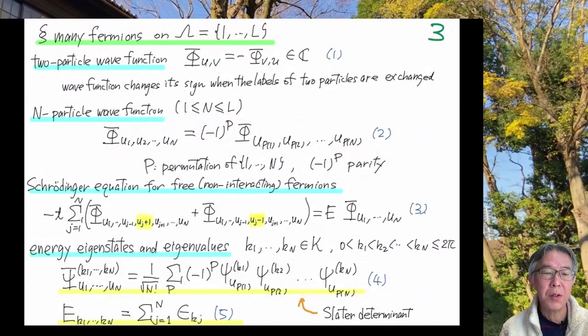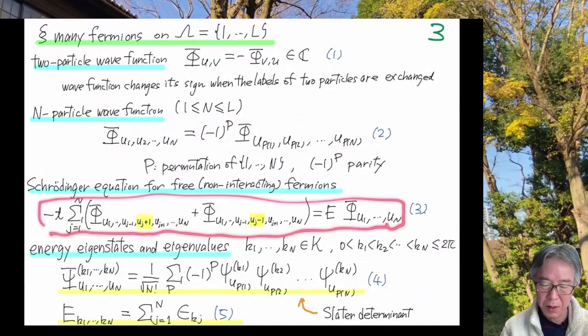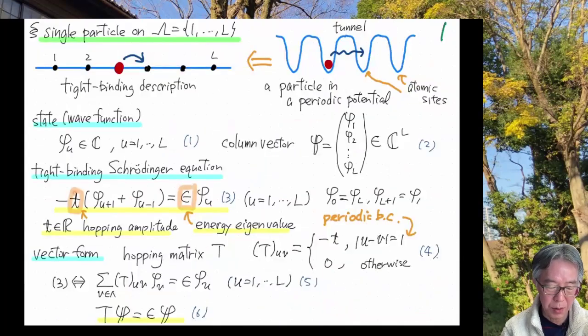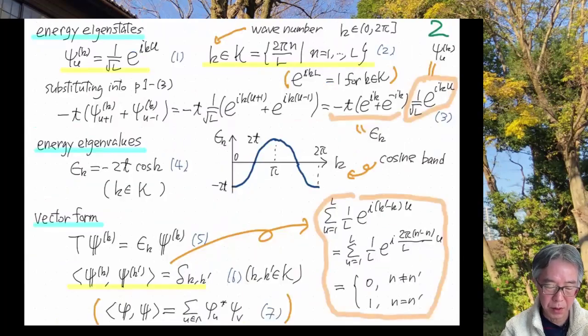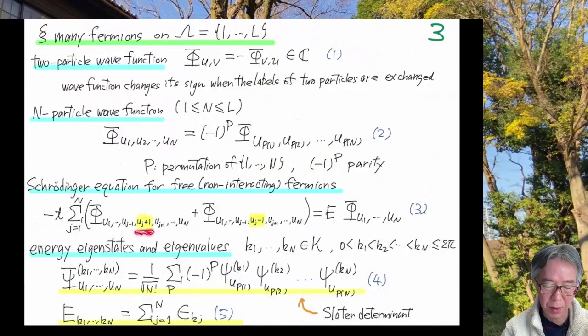Now, in this case, the Schrödinger equation for free fermions, where free means non-interacting. If there's no interaction between particles, then the Schrödinger equation for n fermions looks like this. And this is basically the same as this single particle Schrödinger equation here. Here you have this hopping to right and left, and here the same thing, hopping to the right and to the left. But here we have many particles, so you have to sum over these labels of particles.